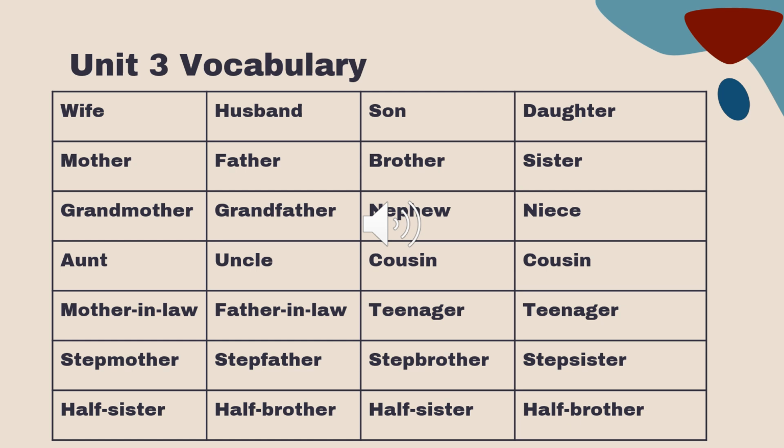Grandmother, grandmother. Grandfather, grandfather. Nephew, nephew. Niece, niece. Aunt, aunt, or some pronounce it as aunt. Uncle, uncle. Cousin, cousin. Notice that it doesn't matter whether the person is a male or a female. We just have one term for that, cousin.